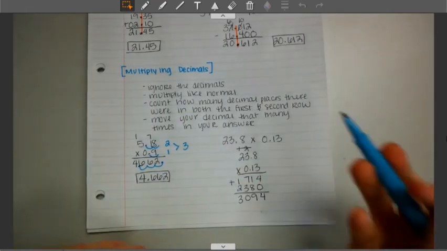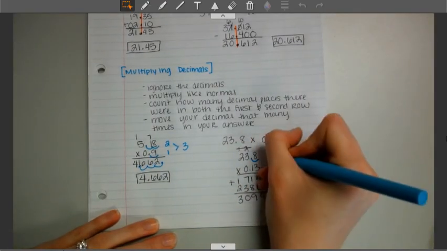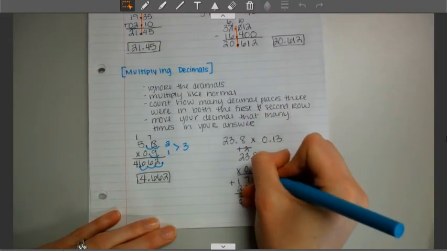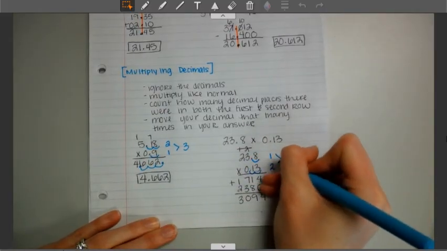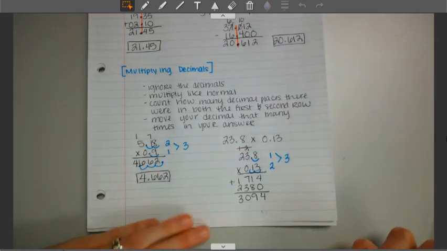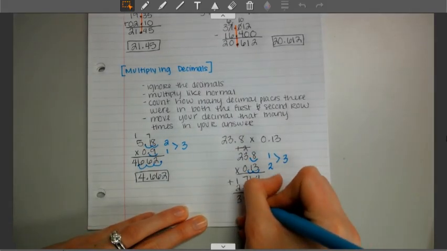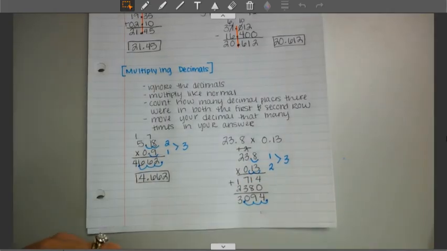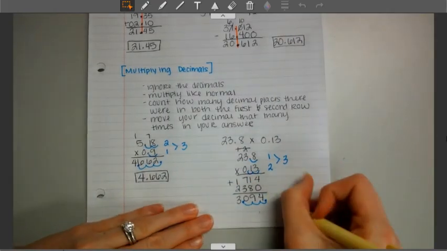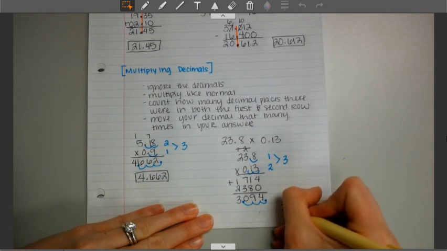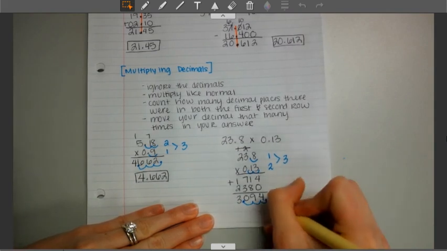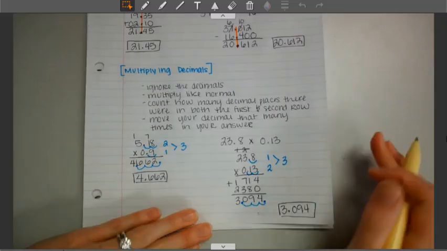So now we need to keep track. How many decimal places were in the first row? Well, there was 1. How many in the second row? There's 2. Again, that's a total of 3 decimal places. So my decimal starts on the right, and I'm going to move it 1, 2, 3 places. So my answer for this problem is 3 and 94 thousandths.